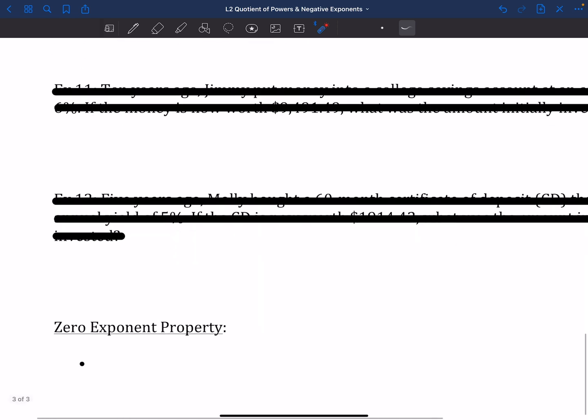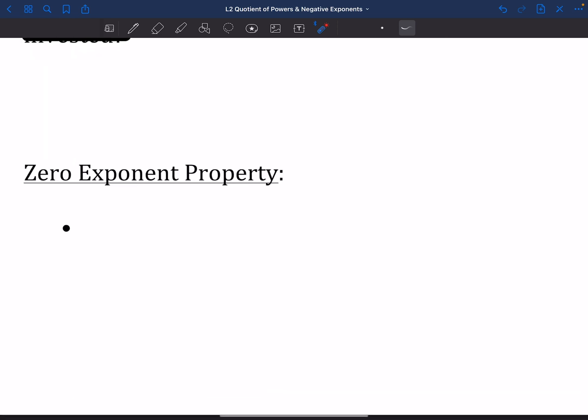All right, we got one last little bit down at the bottom, so you might see that I scribbled out a bunch of stuff. That's on purpose. We got this zero exponent property. Way back at the beginning, we were talking about n to the 13th divided by n to the 13th and how that equals 1 and all that. This is where it all comes together.